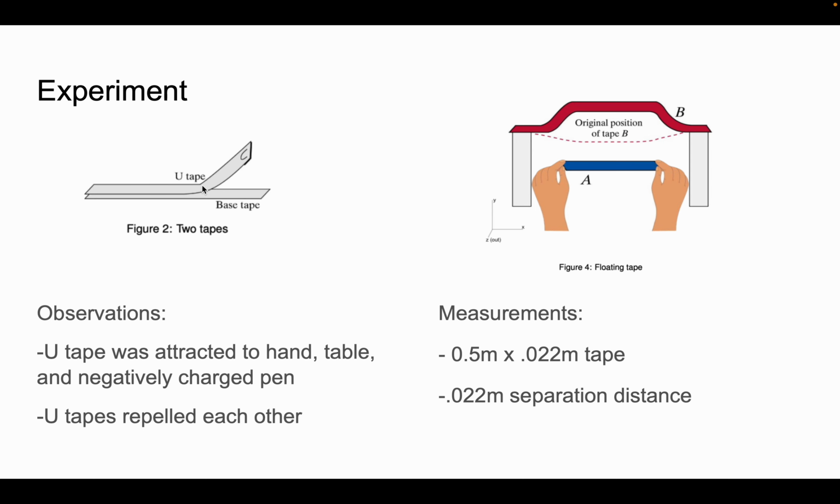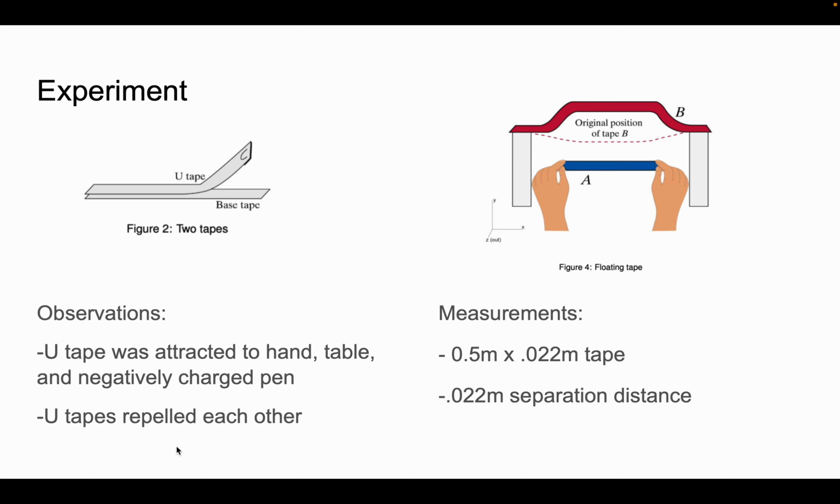Once we did this, we know that this U-tape is charged because it was interacting with objects around it. It was attracted to my hand, it was attracted to the table, and when I created a negatively charged pen by rubbing it through my hair, it was very attracted to that negatively charged pen. So that means that the tape itself was positive. And when we made two of these pieces of tape, they repelled each other. This is expected because they would both have a positive charge, and like charges repel.